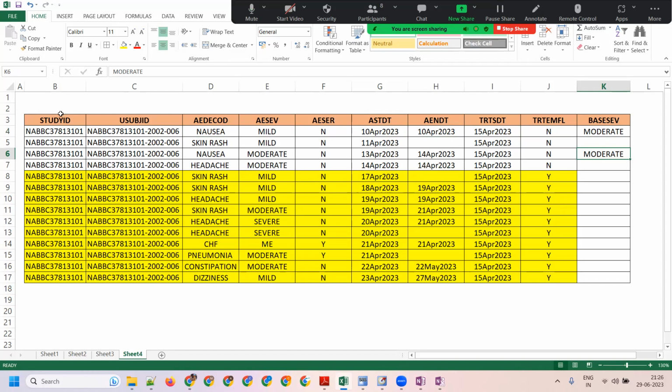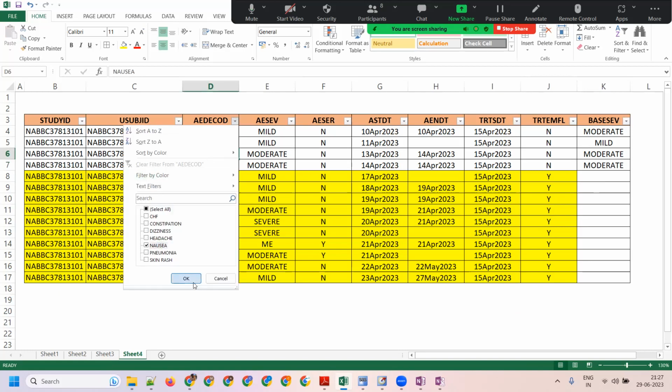Yes, sir. Right. Same is the case with the skin rash. The skin rash happened in the pre-treatment period only once, which is mild. Headache happened only once, which is moderate. Done? Now, go one by one.